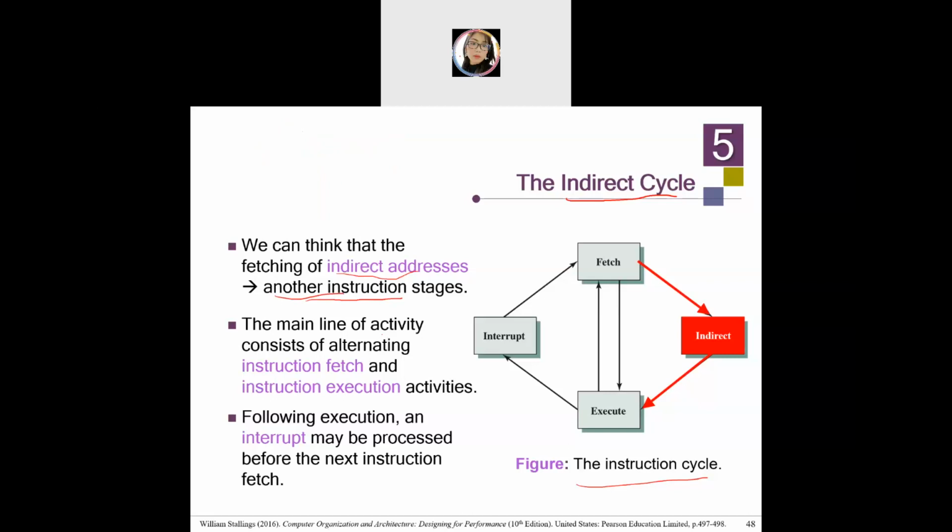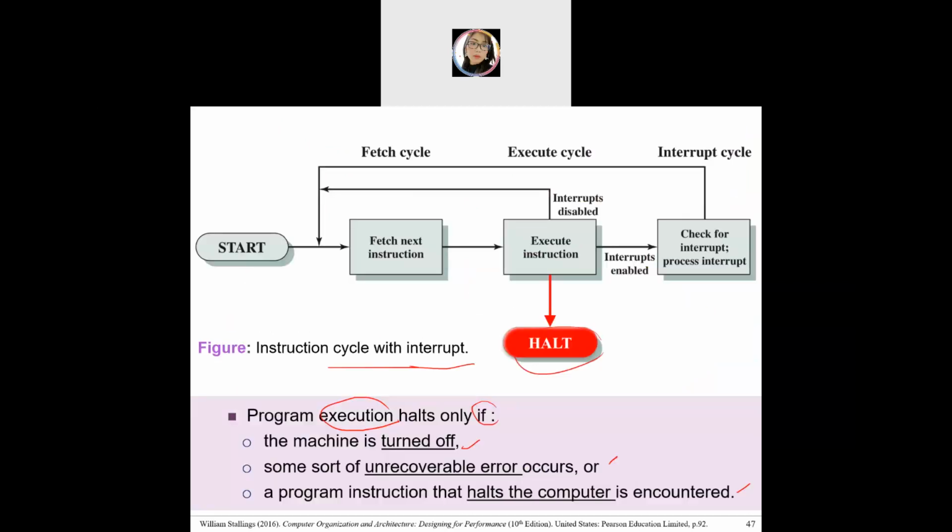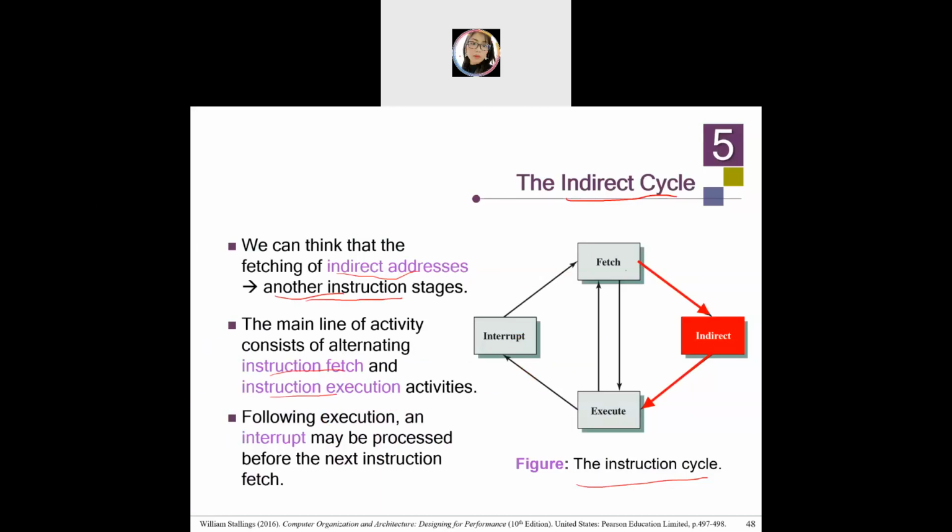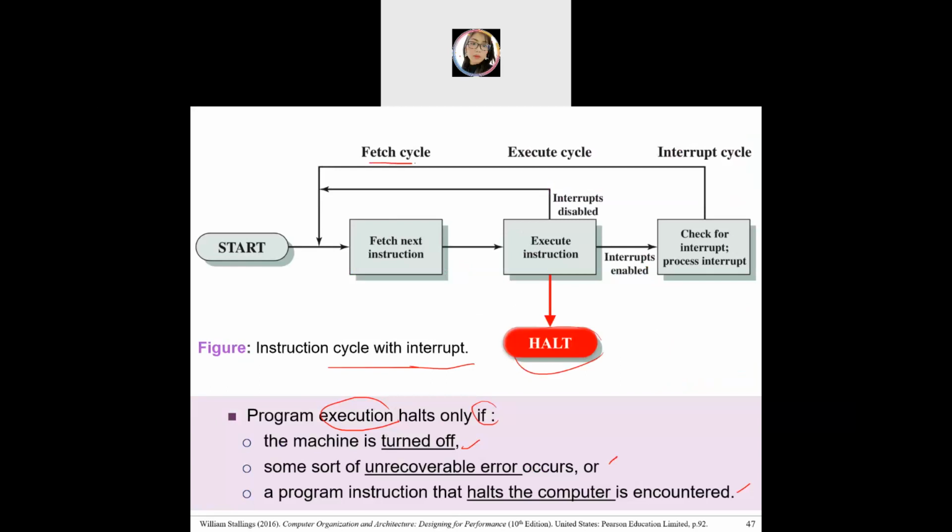The main line of activity consists of alternating instruction fetch and instruction execute. So just now you can see you have fetch, execute, interrupt. Fetch, execute, interrupt. So this is a direct cycle. For indirect, you have another one, which is indirect. Following execution, an interrupt may be processed before the next instruction fetch. For just now, you have fetch, then the execute cycle, then the interrupt cycle.